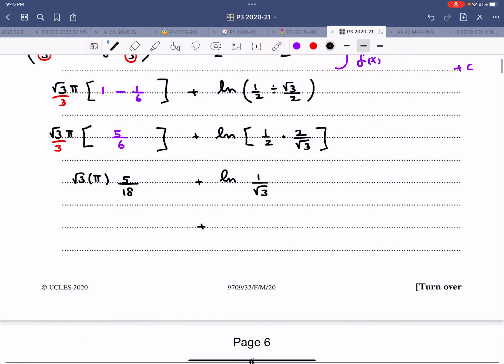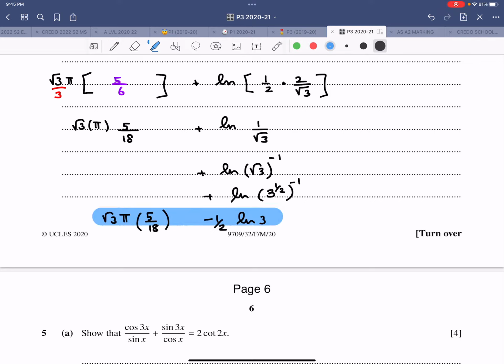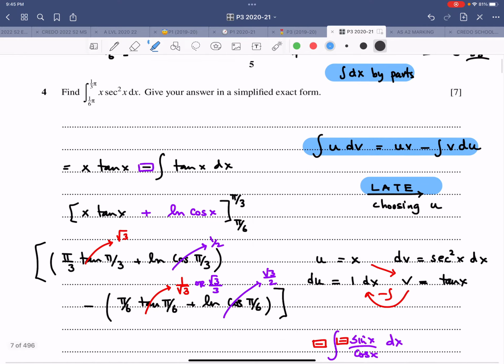Therefore this is ln root 3 raised to power of minus 1. That is minus ln root 3. You can also write this thing as ln 3 raised to power of half raised to power of minus 1. That's minus half ln 3, and this is root 3 pi 5 over 18. Now this looks like a beautiful correct answer. That was for 6 marks, and this is question number 4.